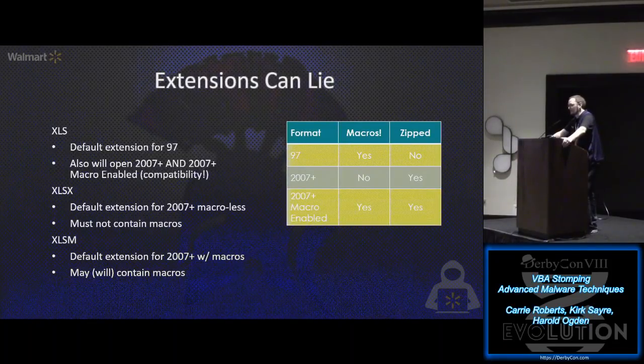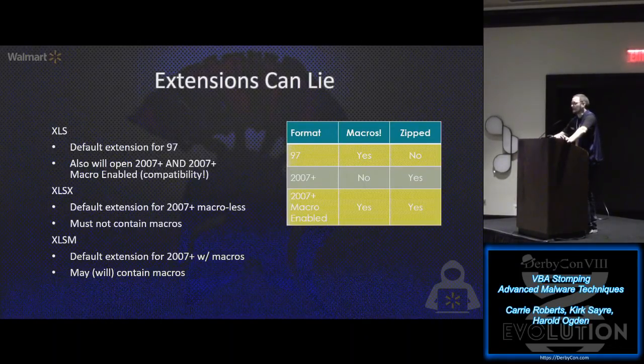One of the things that we see taken advantage of, and it also will work to your advantage, is that extensions can lie. Just because something's named .xls doesn't mean it's the old 97 format. That's one of the things that you can take advantage of. So the XLS will open both the XLS and XLSM format. So you can have an XLS file that'll run macros on the new OpenXML format.